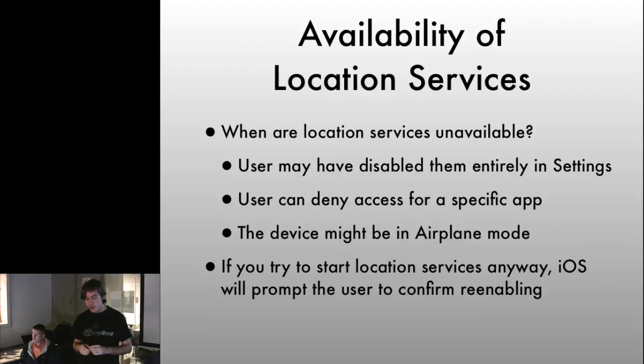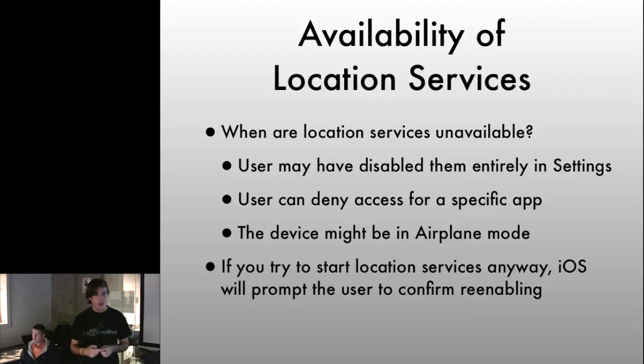So if you try to start location services, even if you get a no back from the enabled check, your application will show a prompt asking the user to confirm whether or not they want that application to use location services. And if they click deny, then you're not going to get any data. But if they say confirm, then it will unlock that.